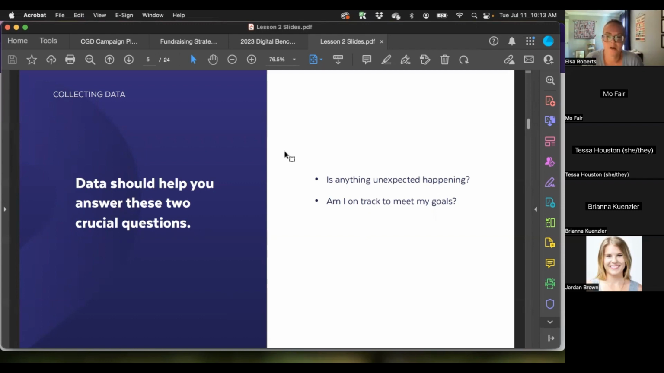Am I on track to meet my goals? You should be thinking about what kinds of data you need to collect to help you understand if you're actually on track to meet your goals. And that's really what key performance indicators are about. And that's why it's important to set some key performance indicators when you are developing both your campaign plan and your fundraising plan for your entire fundraising program.